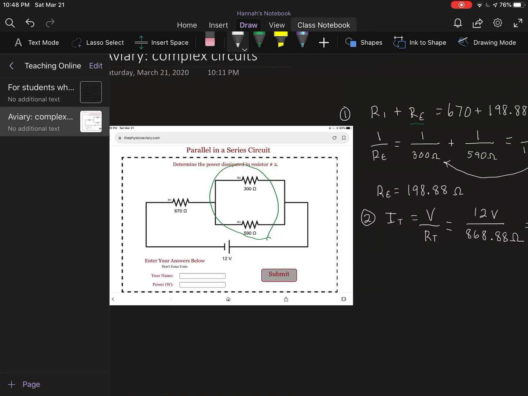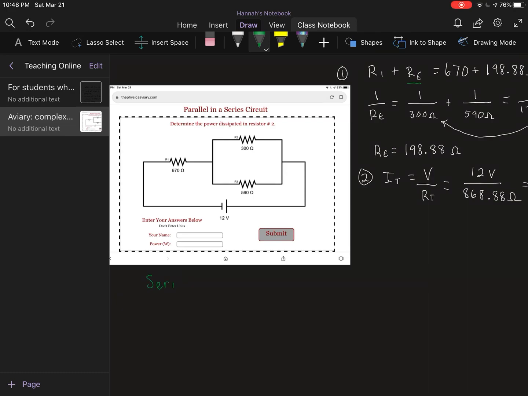Now, the next step here is what's a little bit different, because we're not just dealing with simple circuits anymore. We're dealing with slightly more complicated circuits. The rules are still the same, but slightly different. What I know about a series circuit is that your current is constant, and your voltage drops across each resistor.